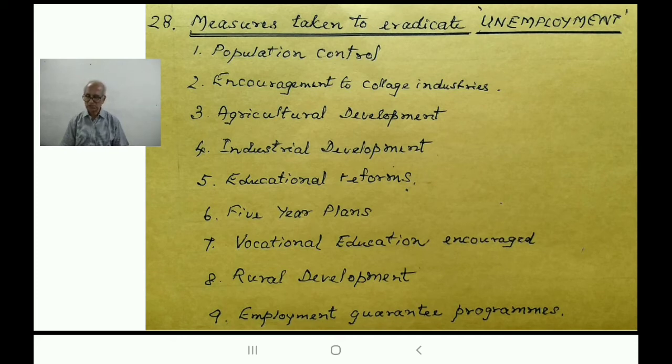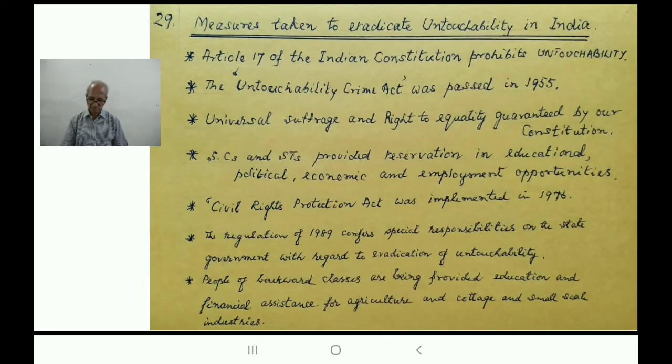Okay, we move to the next question, the 29th one. List out the measures taken to eradicate untouchability in India. See the caption. I have selected the caption from the question itself. Measures taken to eradicate untouchability in India. Always it's better you give a side caption. It will enable the valuer to come to the exact theme of the question without referring to the question paper. The side caption has to be there for all questions here which you are going to elaborately write.